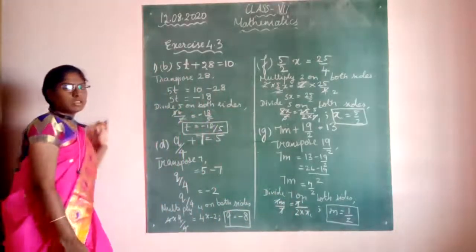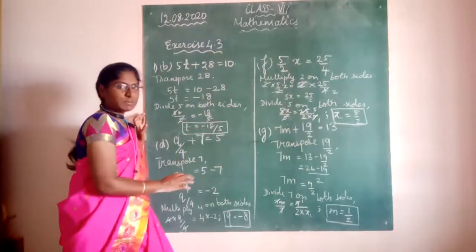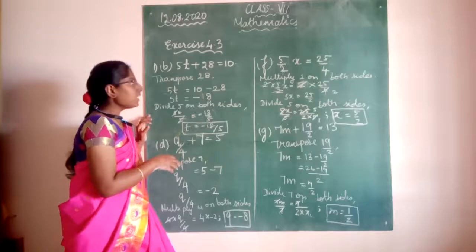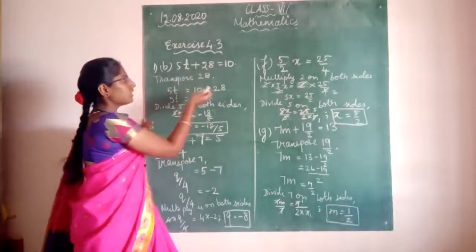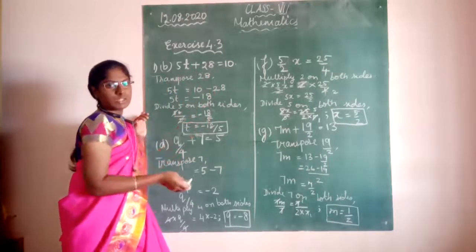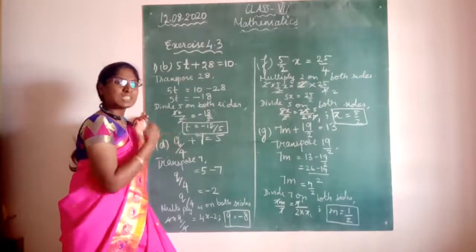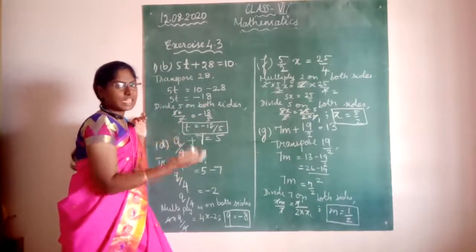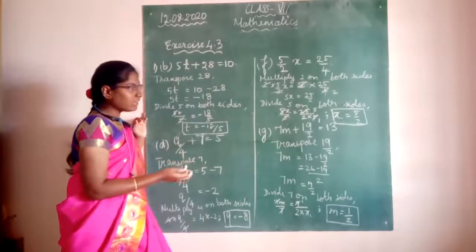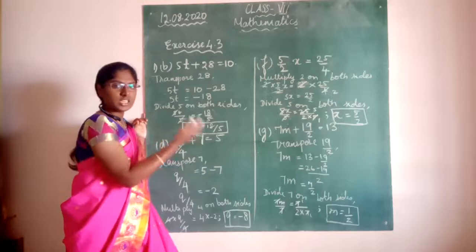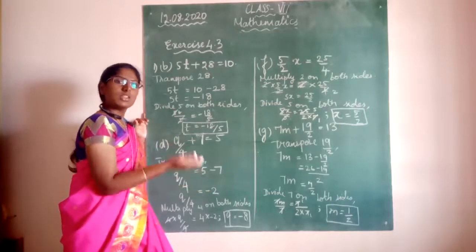Clear? So wherever transposing is possible, you can transpose and do it. In the previous exercise we saw that if it is given like that, we will write subtract 28 on both sides, like that we will write. So instead of writing like that, we are using a term transposing. Transpose 28, transpose 19 by 2, like that. We are using a different term here, and we are changing the side and sign of the number.